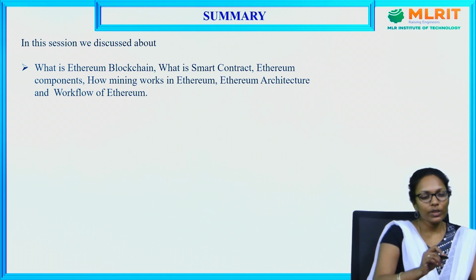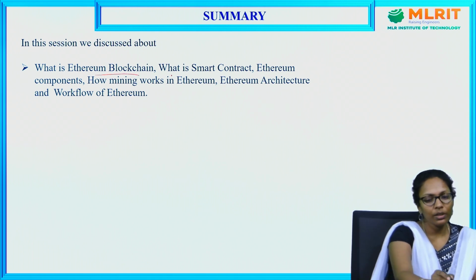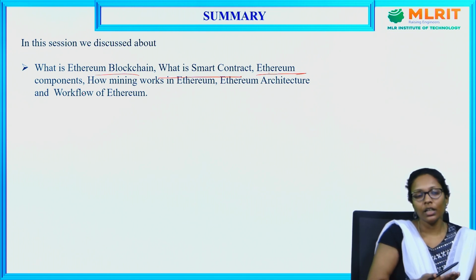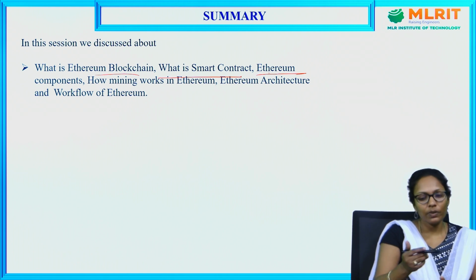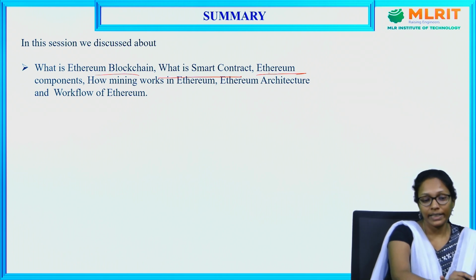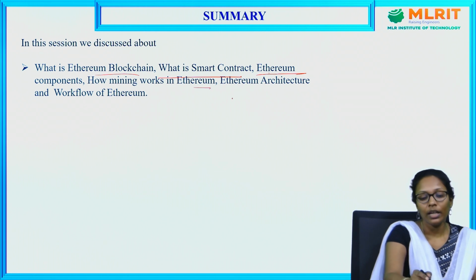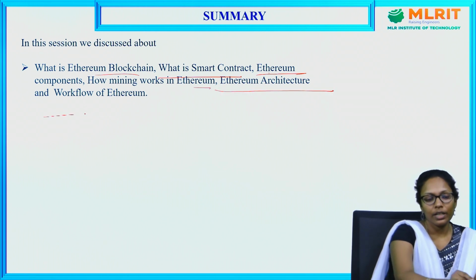In this video, we discussed what the Ethereum blockchain is, what a smart contract is, and the different Ethereum components like Ether, Gas, Swarm, Whisper, eDash. All these things we have explained under Ethereum components, and how mining works and how it is different from the Bitcoin blockchain, the Ethereum architecture, and the flow of Ethereum.